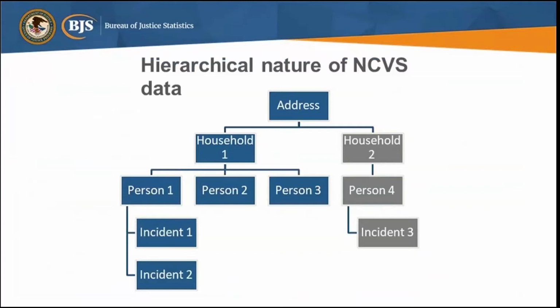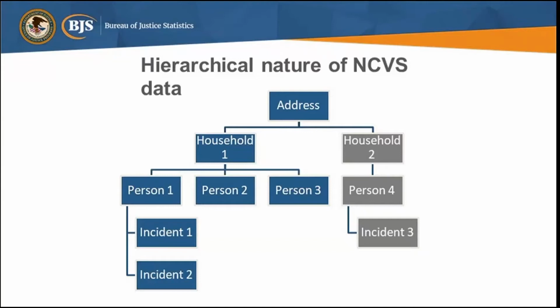This graphic shows and explains the hierarchical structure of the NCVS data and subsequent data files. First, you have an address and then a household living within that address. We'll say the Morgan family lives at this address, and there are 3 people in the household aged 12 or older. The first person reported 2 incidents within the last 6-month reference period. The other 2 people living in the household didn't report any incidents.